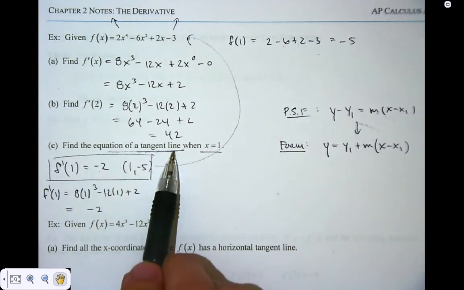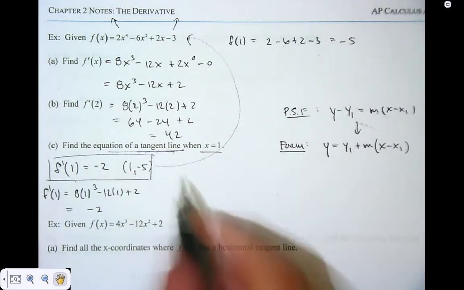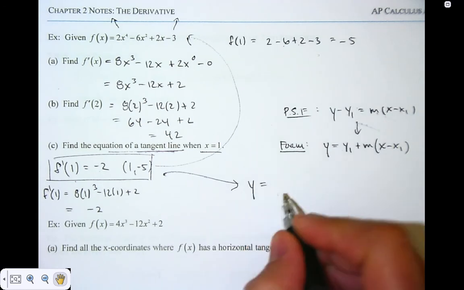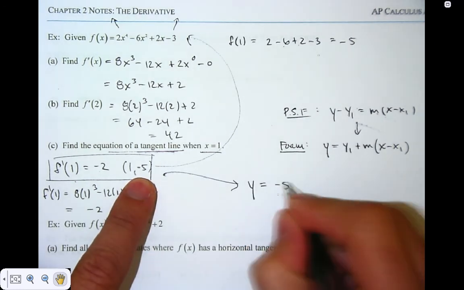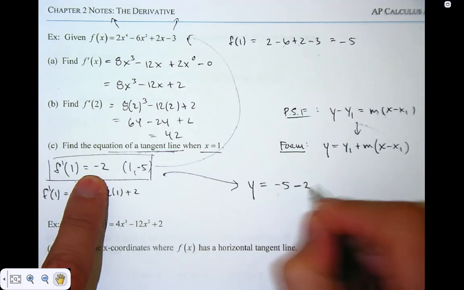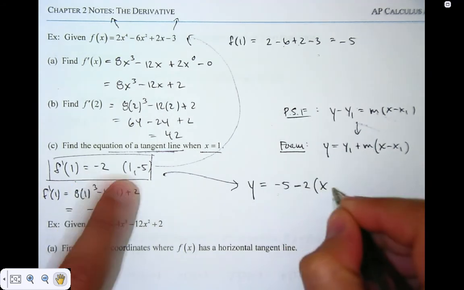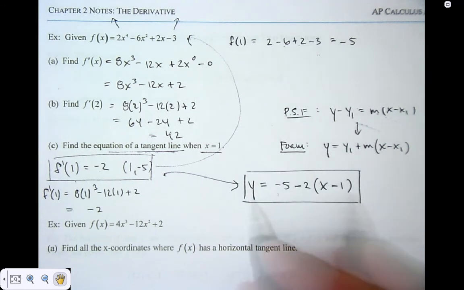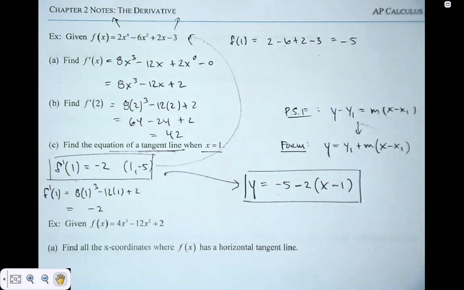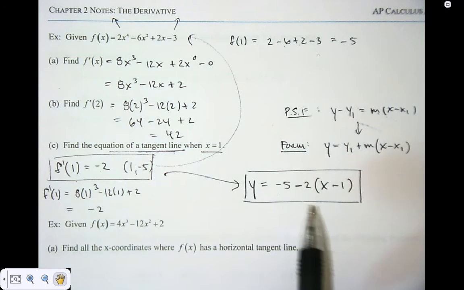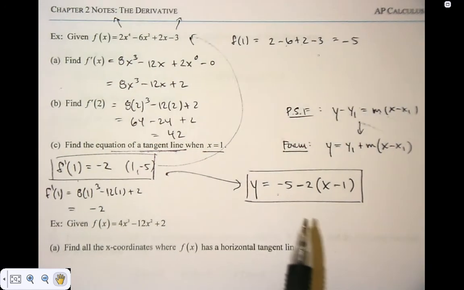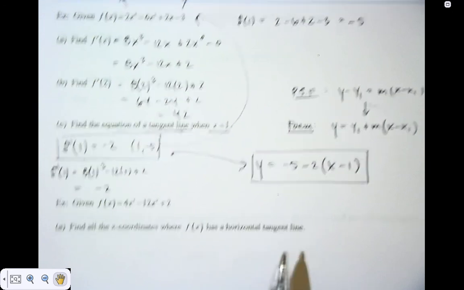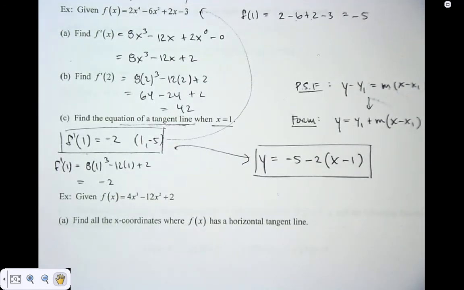When you need a line, you need a slope and a point. You plug it into our form and you say the tangent line is equal to the y value, which is negative 5, plus the slope, but the slope is negative, so it's minus 2, times x minus the x value. You do not need to simplify that. You don't need to multiply it out. That's an acceptable tangent line in this class, always. If it's a multiple choice question and you have to distribute the 2 and stuff like that, then go for it. But this is where you can stop for me.